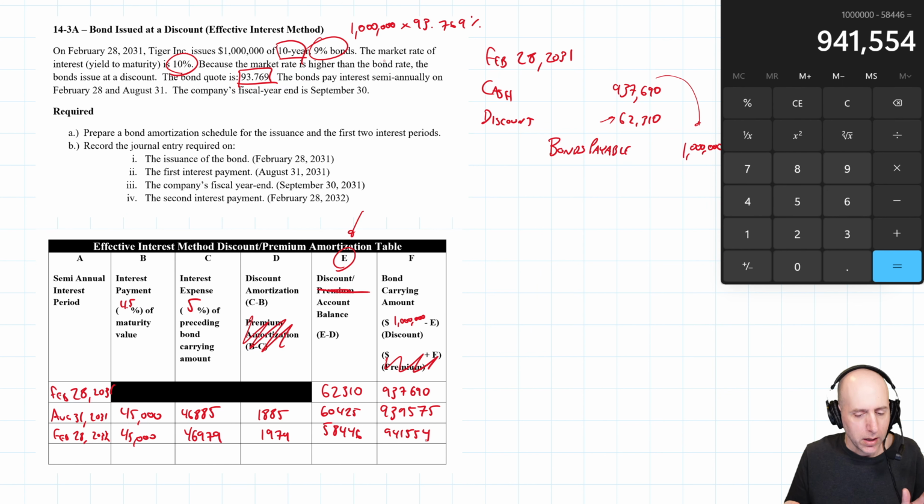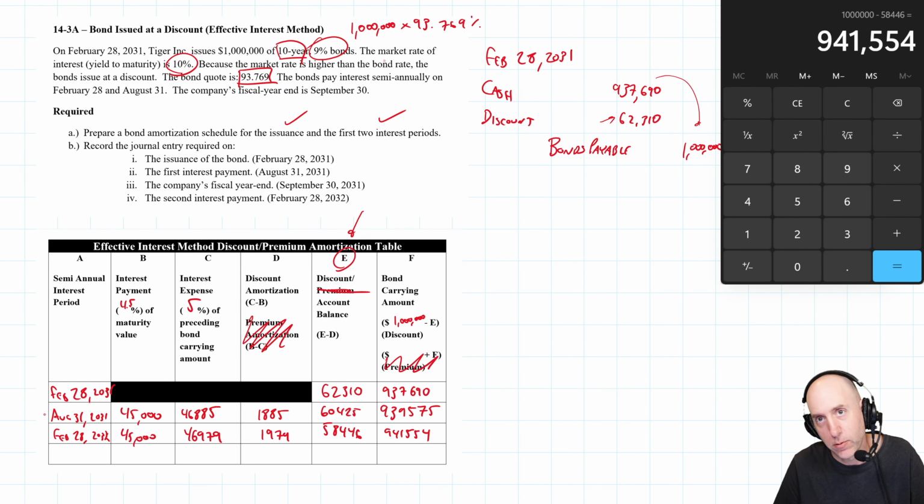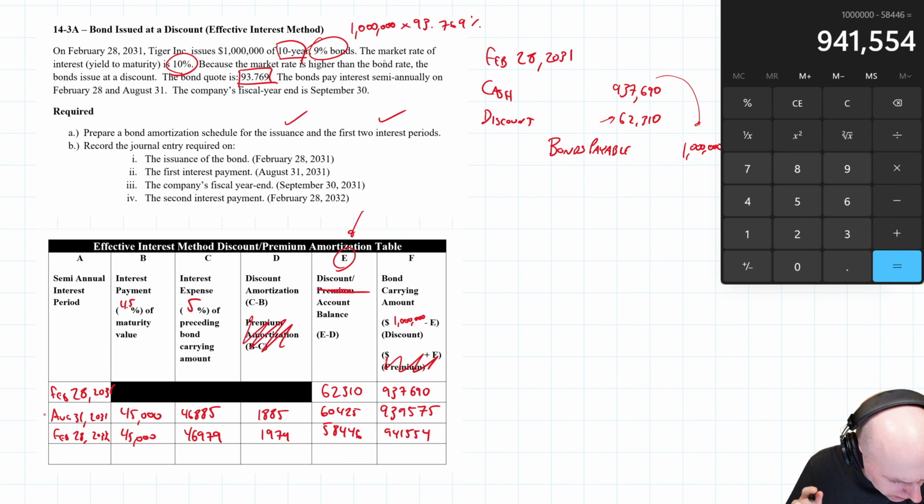Okay. So it said prepare a bond amortization schedule for the issuance. That was the first line. And the first 2 interest periods, those are the next 2. There's an extra line there. If you want to keep going, you can. Now it says do journal entries for the issuance of the bond. That's covered by this first line, right? This line is the issuance of the bond. And you can see the numbers are matching my journal entry.